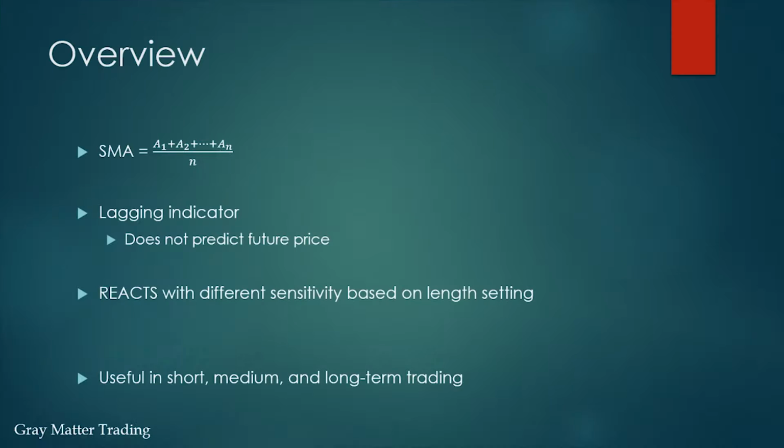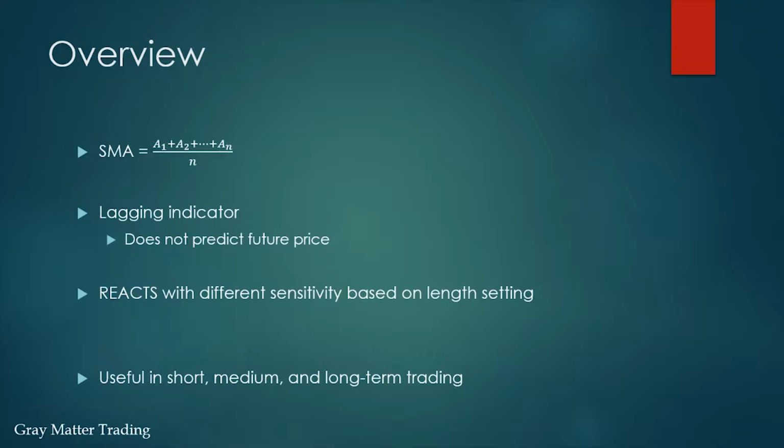Today we're going to be looking at the Simple Moving Average, or SMA. The SMA is one of the most widely used technical indicators and is pretty simple to understand and use in your trading. It's calculated by adding the closing price over a given period, then dividing that sum by the period. For example, to calculate a 10-day moving average, you would take the closing prices for the past 10 periods, add them together, and then divide by 10.